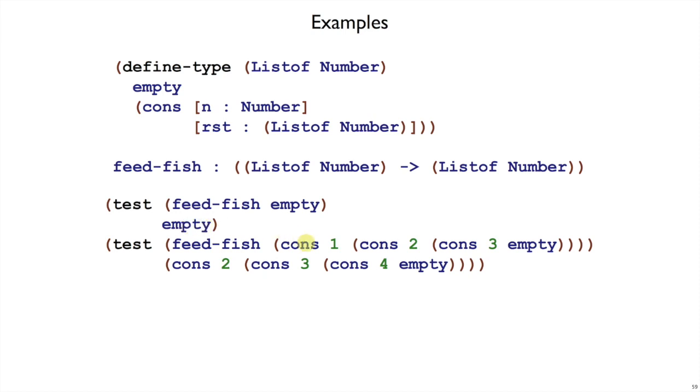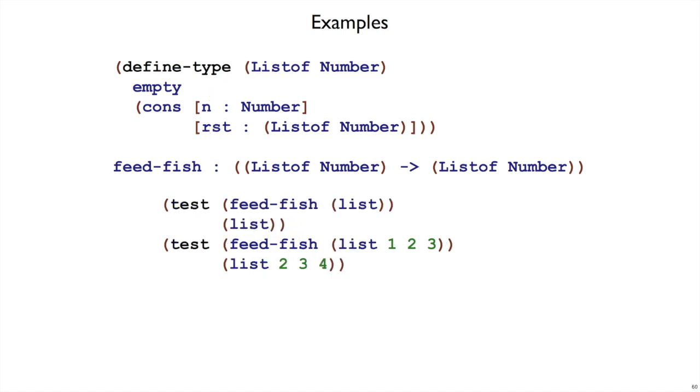Whereas if we have an aquarium that has fish of size 1, 2, and 3, 1 pound, 2 pound, and 3 pounds, we feed each fish 1 pound of food. Now our aquarium has fish of 2 pounds, 3 pounds, and 4 pounds. So this way of writing down tests with lists directly follows this defined type sketch up here and helps us understand why we need an empty case and a cons case.